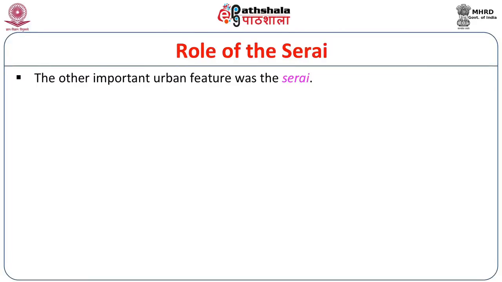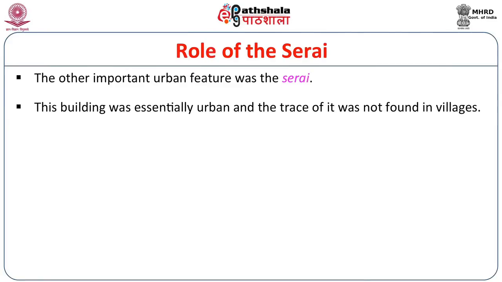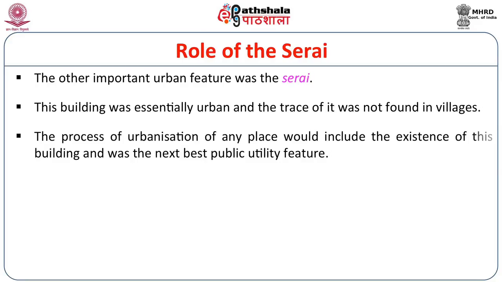Now let us move to another important public utility space, that is the sarai. The sarai was a very urban feature which perhaps did not exist before the advent of the Delhi Sultanate in the way it did during that time. This building was essentially urban and no trace of it was found in villages. The process of urbanization of any place would include the existence of this building, and it was the next best public utility feature.